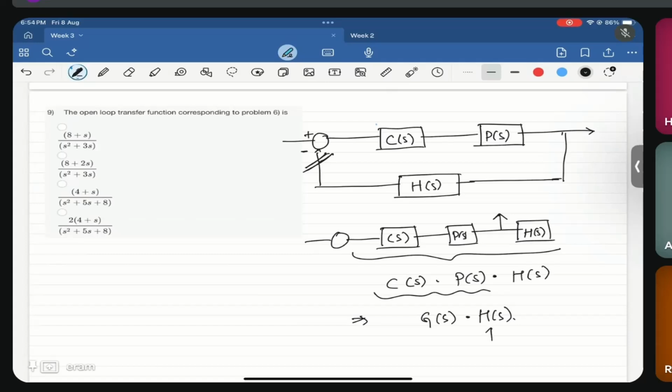So in our problem H(s) was 1 and G(s) we have already calculated. It was 2 into 4s by s square plus 3s. So which is the correct option? We have calculated the open loop transfer function. This is the open loop transfer function equal to G(s) into H(s). Is it B? So 8 plus 2s, yes, option B is correct.